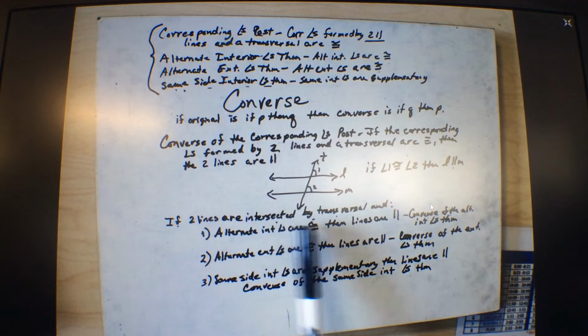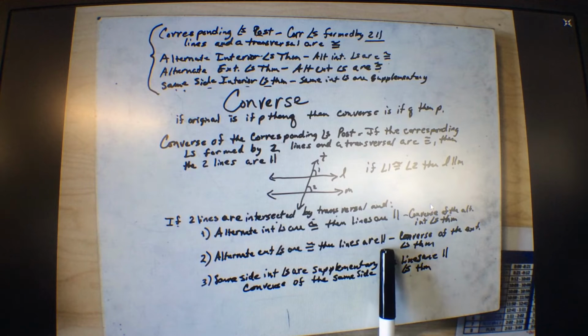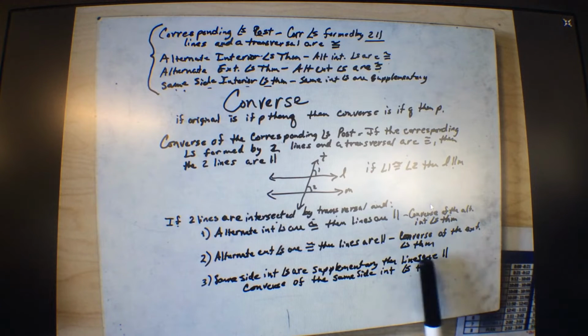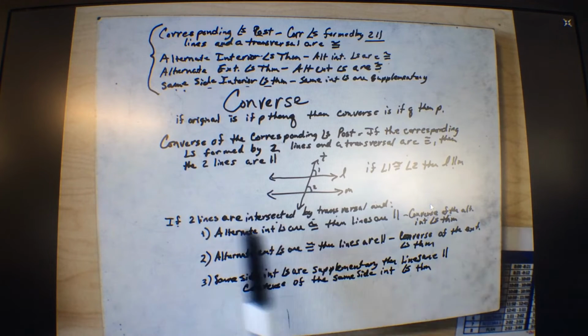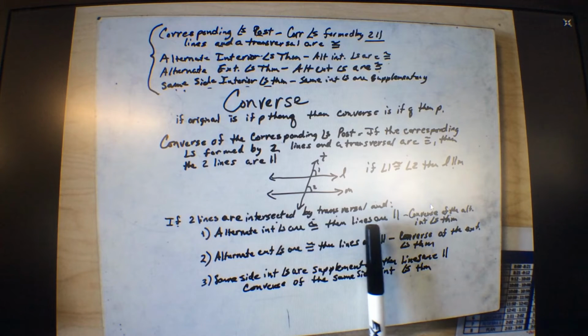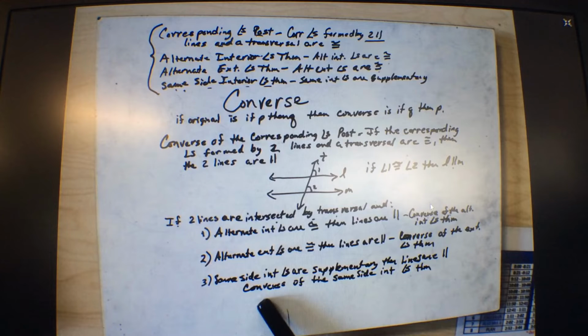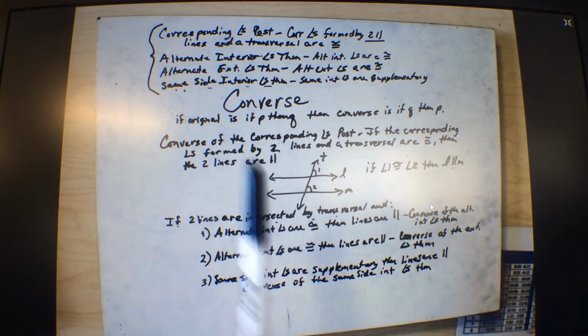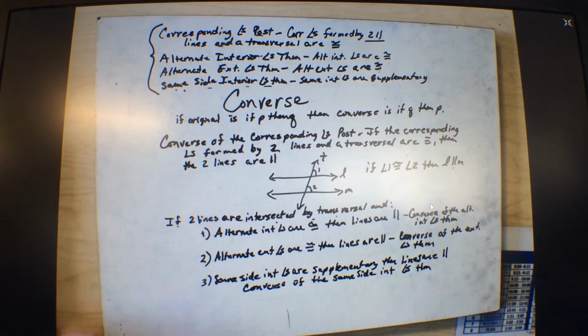If two lines are intersected by a transversal and alternate exterior angles are congruent, then the lines are parallel. This is the converse of the exterior angles theorem. And finally, if two lines are intersected by a transversal and same side interior angles are supplementary, then the lines are parallel. This is the converse of the same side interior angles theorem. Okay, so these are all the converses of these. All right, do you get that?